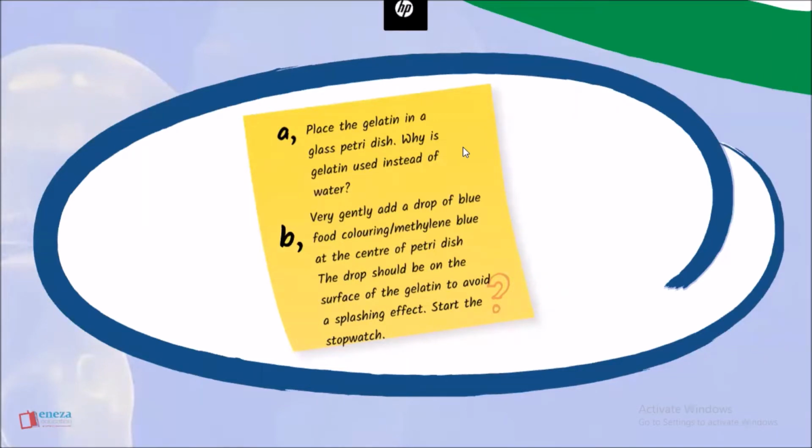Very gently add a drop of the blue food coloring. That is if you are at home and you're using the food coloring and also the gelatin. Or if you're in a laboratory setting, you will use methylene blue. So very gently add a drop of either at the center of the petri dish with the gelatin. The drop should be on the surface of the gelatin to avoid a splashing effect. After you have placed the drop in the gelatin that is in the petri dish, you will be required to start the stopwatch that we also put as one of the requirements.